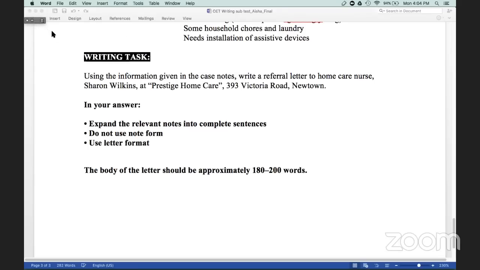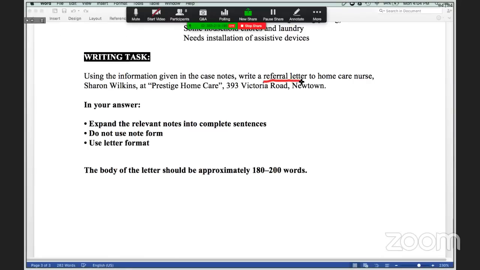Okay, I'm back, fine. So we're writing a referral letter, we're writing to a home care nurse, and this is the person we're writing to. This is important. You need to understand that you're writing to a person. You're not trying to pass an English exam. If you approach this as, I need to write to please the examiners, well, you can do that, but the easiest way is to think, I'm going to write a great letter to this home care nurse whose name is Sharon Wilkins. I'm writing to Sharon Wilkins. Where does she work? She works at Prestige Home Care, and here's the address. Fine.